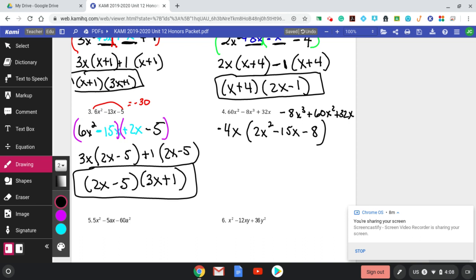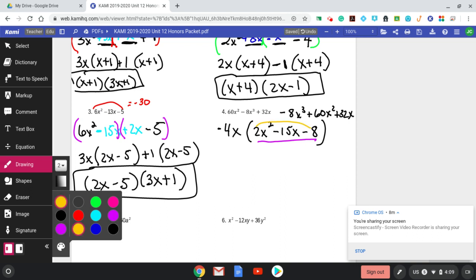Okay. Looks good. I took out the GCF. Don't forget about it in your answer. You should have a negative 4x in your answer. So now what I'm going to do is grouping on this trinomial inside. Okay, so 2 times negative 8 is going to be negative 16. I'm not going to keep rewriting it, but don't forget about the negative 4x, okay? So we're going to have 2x squared something something minus 8.